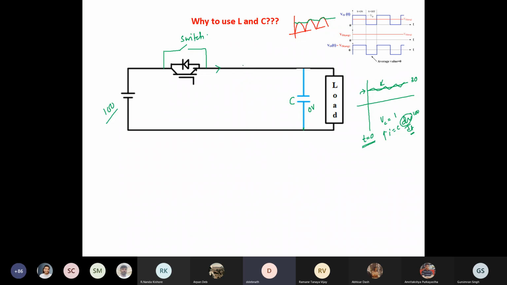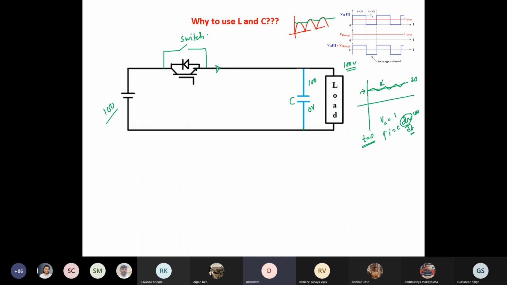Let's say I turn on the switch and I was happy. Then this capacitor voltage suddenly went to 100 volt. But then after some time, I'm going to turn off the switch, right? Because I have to control the output voltage. If I keep the switch always on, the output voltage is also going to be 100 volt, isn't it? So if I want to reduce the output voltage, I will be turning the switch on and off.